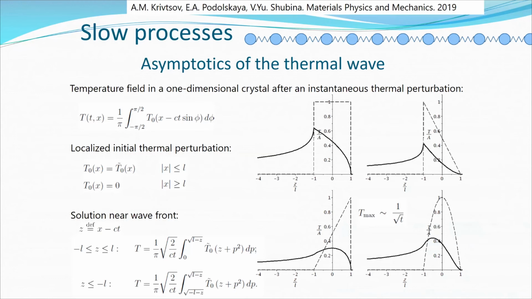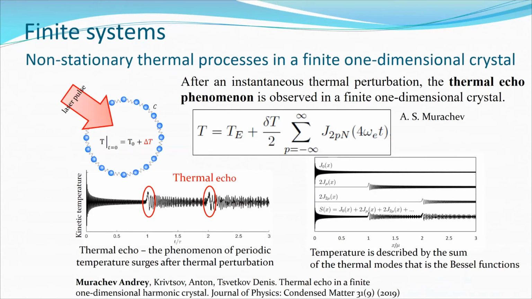Asymptotics of the thermal wave is another interesting thing, because after some time it takes a special shape, and it can be obtained in more or less simple formulas. There are situations when we have a finite crystal, where we can observe phenomena like thermal echo, in which the temperature can go down and then rise again, which is also very interesting, and we don't actually know what is happening after a lot of these echoes go one after another.